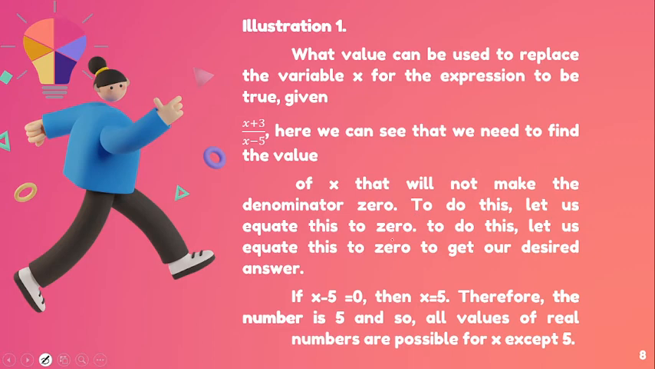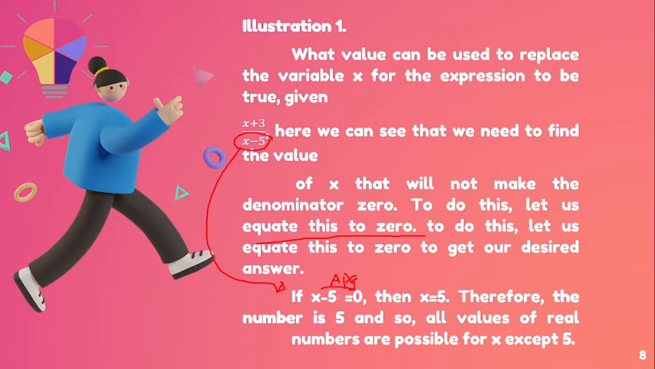To do this, let us equate the denominator to 0, to get our desired answer. So x - 5 = 0, then x = 5. How did we get that? By using the APE, or addition property of equality, or simply transposition.